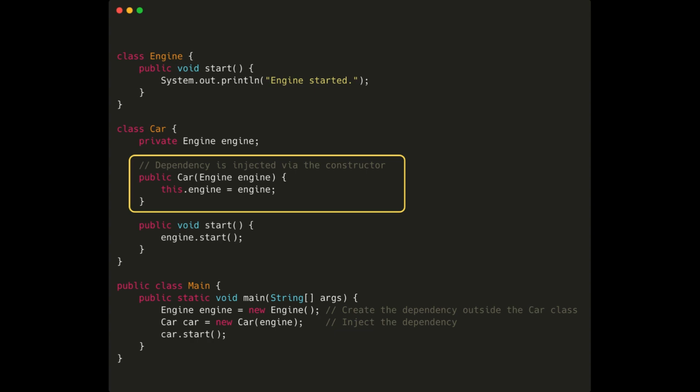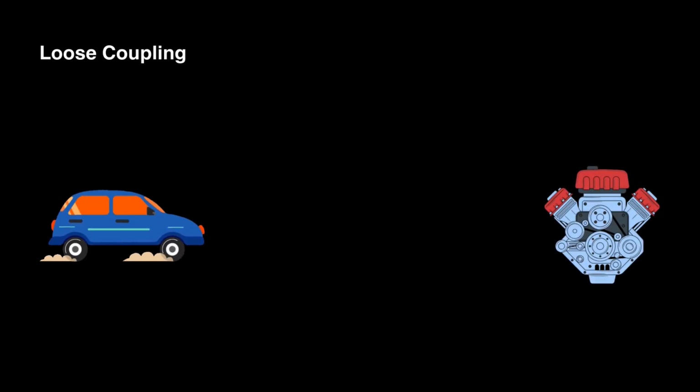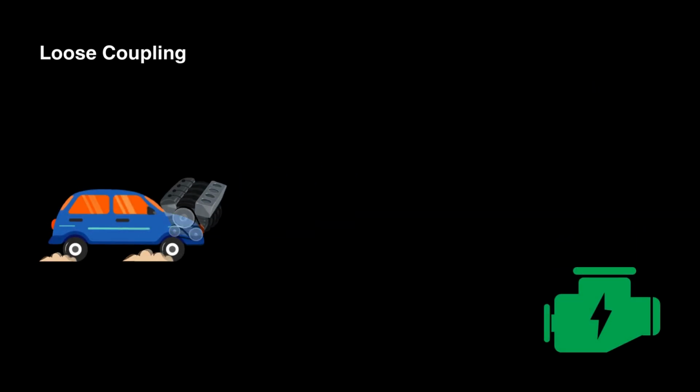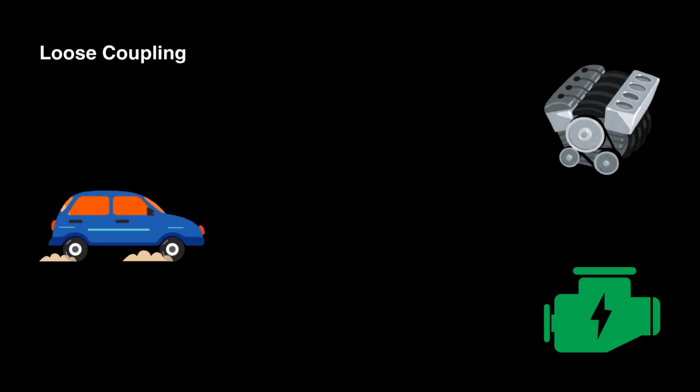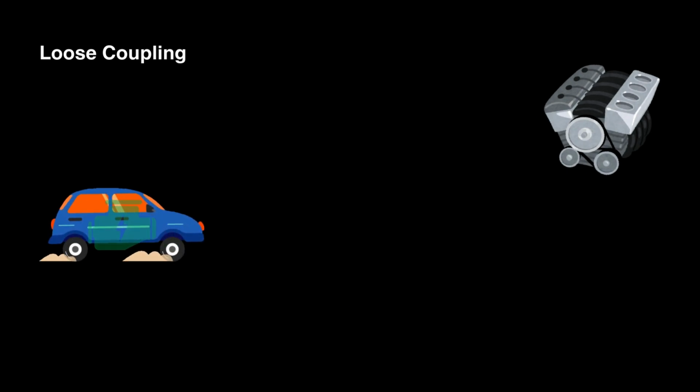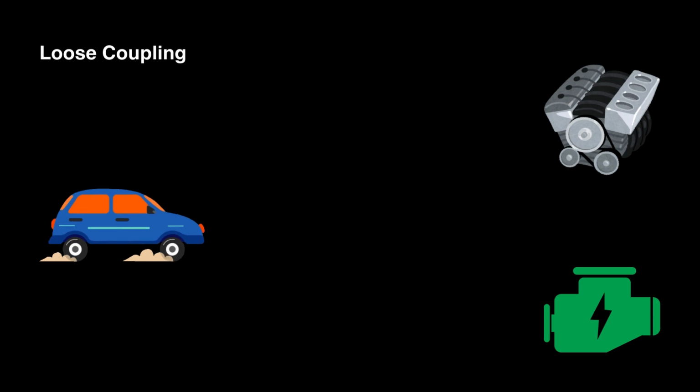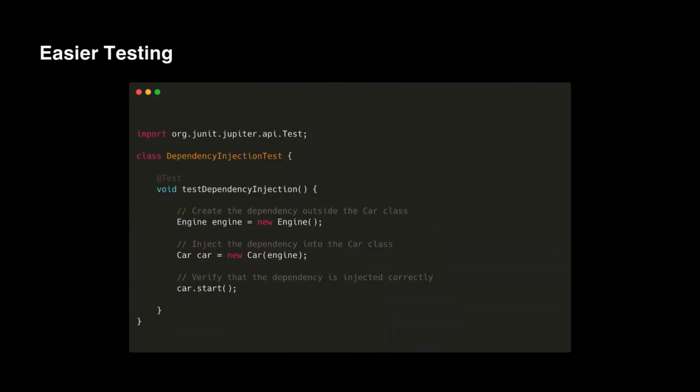Dependency injection brings a lot of benefits. Loose coupling. First, it decouples the classes so the Car no longer depends on a specific Engine. We could swap out the Engine with any class that implements the same methods, like ElectricEngine. Easier testing. Using dependency injection, testing becomes easier. You can pass a mock or a fake object instead of using the real Engine when unit testing.